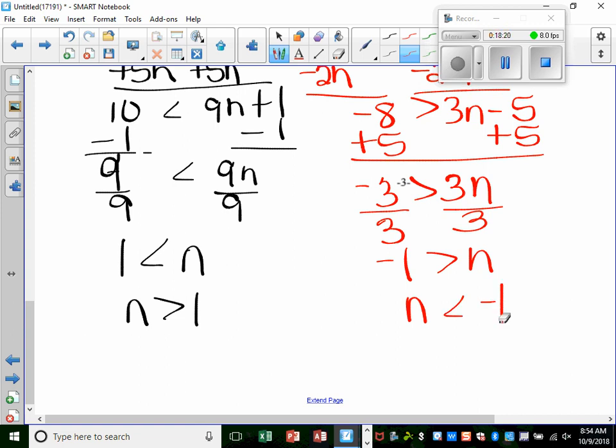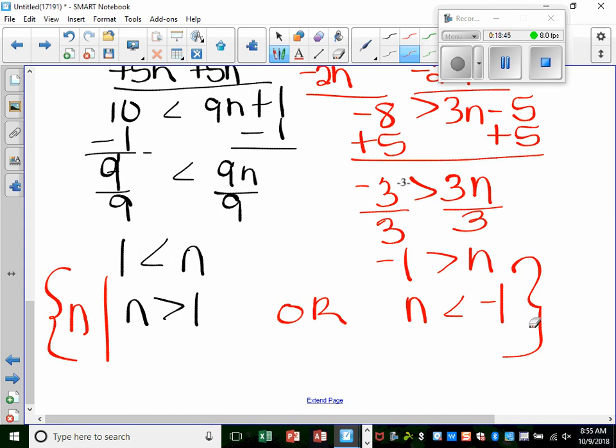All right, so here's my or statement. So n is greater than 1 or n is less than negative 1. And I want to put this in set builder. So I'll write it like that. Okay, that's my whole answer in set builder notation. N such that n is greater than 1 or n is less than negative 1.